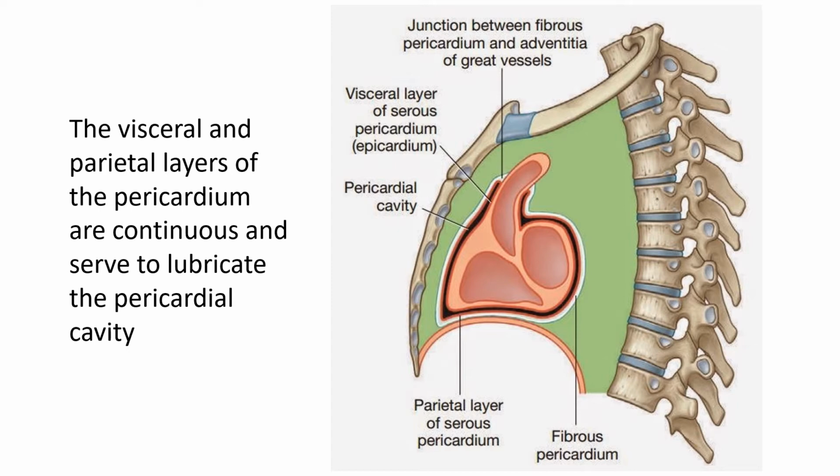Now notice outside of the parietal layer itself, we have what's called a fibrous pericardium. This is made of connective tissue, and this makes the pericardial sac a very tough structure. In green in this diagram is the mediastinum.